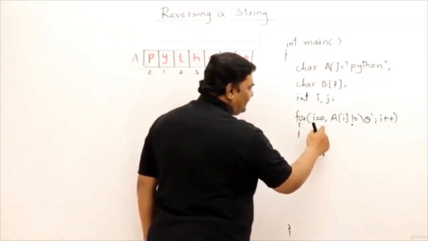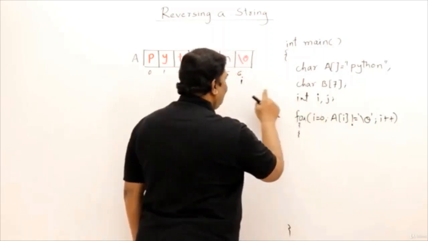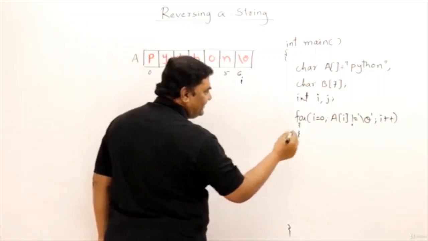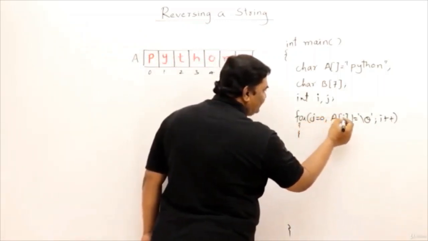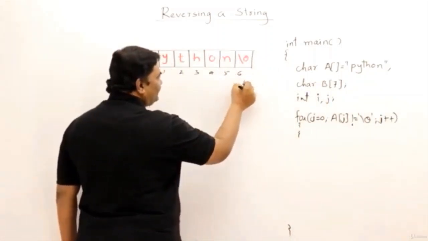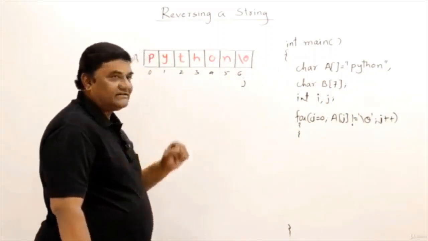So this is the code I have written. Already I is there, so I have used it and am making it stand here. So let us do one thing. Instead of I, I'll just make it J, right? So let us say this is J. J is pointing at the last position, that is at the null character.